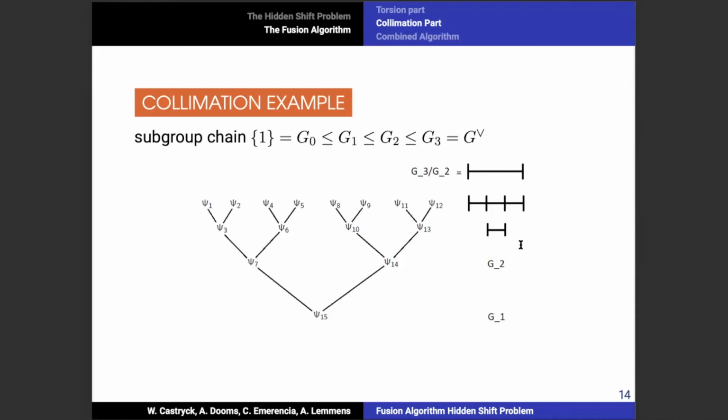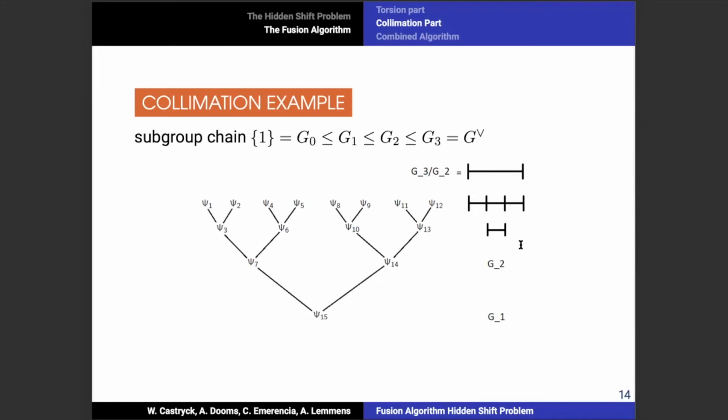So we start with the phase vectors at the top, which are the bad quality phase vectors, where the characters are randomly spread out over G dual. And each collimation step takes two phase vectors and gives one phase vector of better quality until you end up at the bottom of this tree. In this example, G3 over G2 is large. So we write the cyclic quotient as all numbers from 0 to some number, and we regard this as an interval. Each character has an image in this interval.